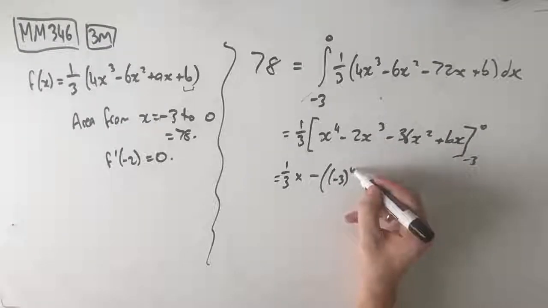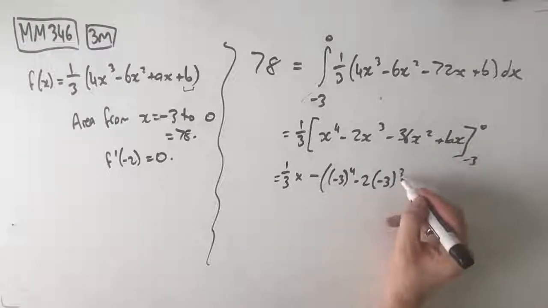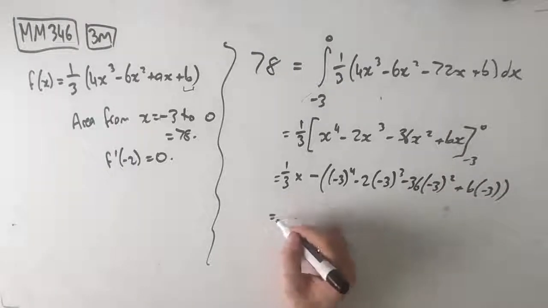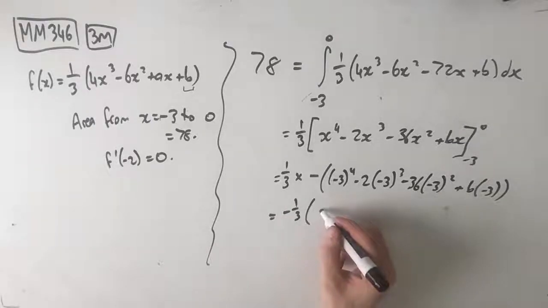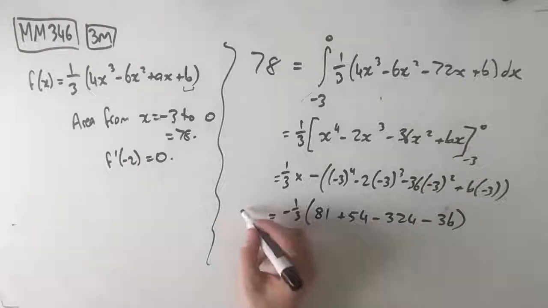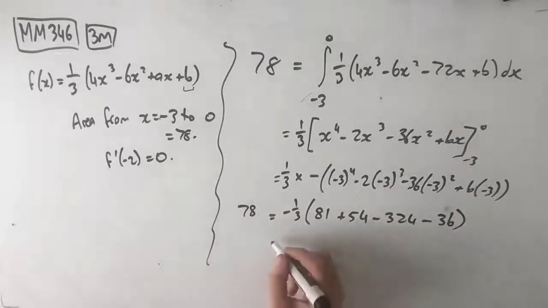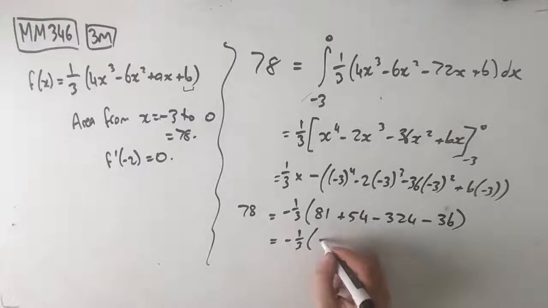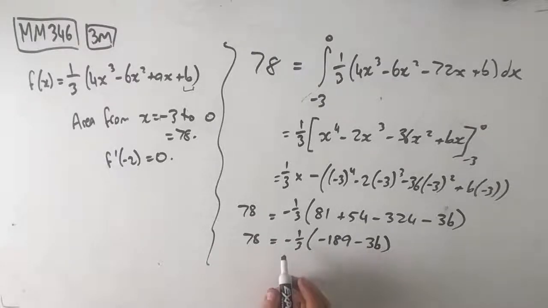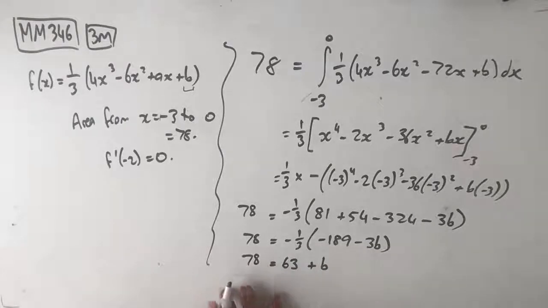And then we get -3 to the power of 4, take 2 times -3 cubed, take 36 times -3 squared plus b times -3. Awesome. So what this ends up as is -1/3 outside of 81 plus 54, take 324, take 3b. This is all still equal to 78. So then what we get is just adding all these together. We get -1/3 (-189 take 3b) equals 78, and then expanding all this out, 1/3 of 189 is 63, plus b equals 78. So therefore b is equal to 15.